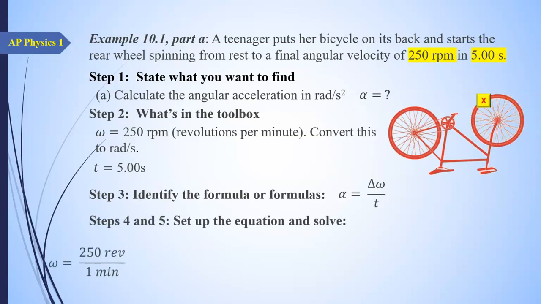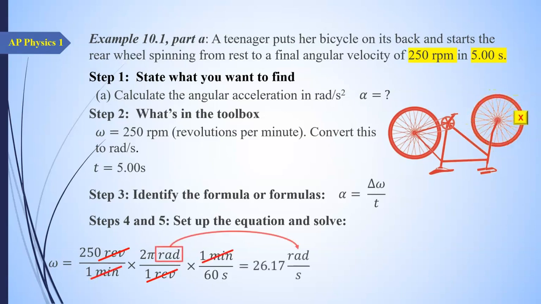So there's the angular velocity. It's 250 revolutions in 1 minute. We're going to multiply that by 2 pi radians per 1 revolution. And then we're going to change from minutes to seconds because there's 1 minute for every 60 seconds. So revolutions cancels there, minutes cancels there, and then you end up with units of radians per second, and that's what you want. So it's 26.17 radians per second.